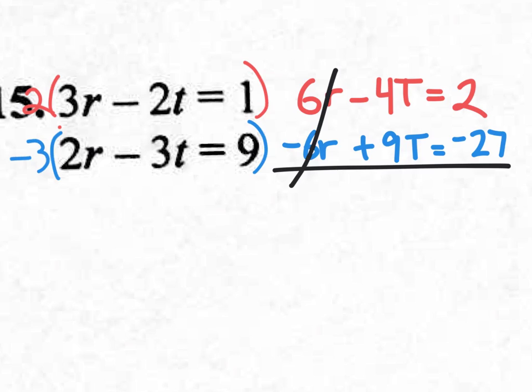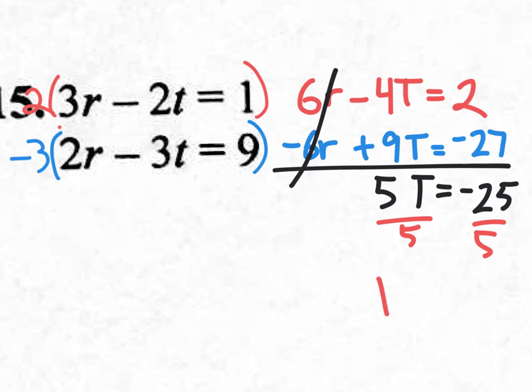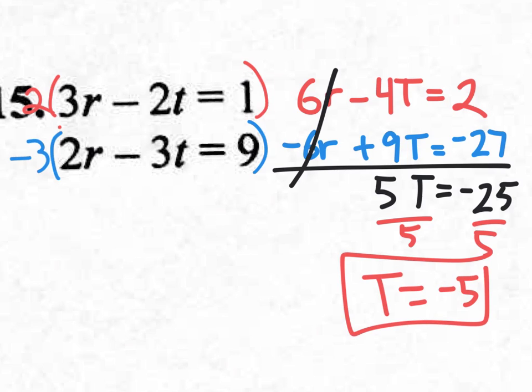So what do I have left? I have 5t equals negative 25, which means that if I divide by 5 and divide by 5, I get my answer, t equals negative 5. A lot of you said that was the answer on that one. That's good. Let's plug it in to any equation you want to find the other variable. I'm going to plug it into the top one.